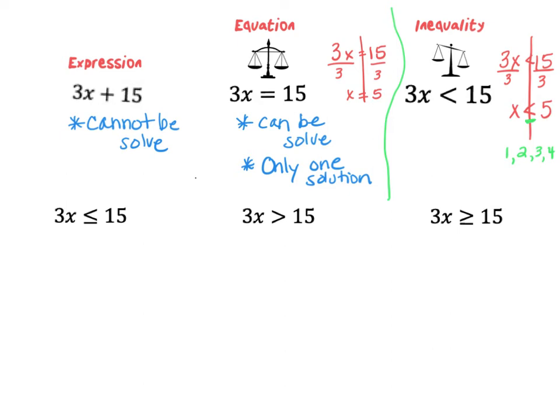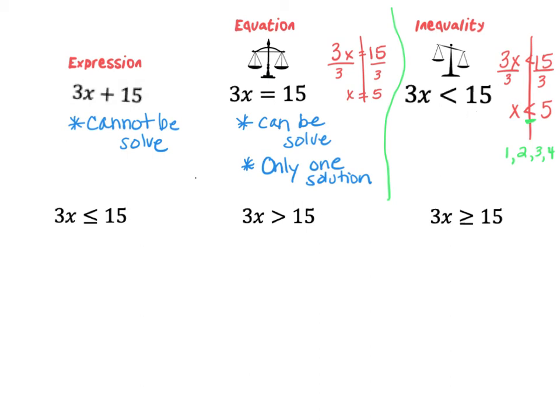So I can prove that by going up to my 3x is less than 15. If I plugged in a 1 for x, that would be 3 times 1, which is 3, is less than 15, and that is true. I could plug in a 2. 3 times 2 is 6, which is less than 15, which is also true. If I plugged in a 5, though, 3 times 5 is 15. Is 15 less than 15?